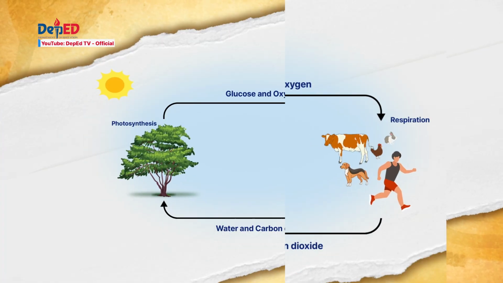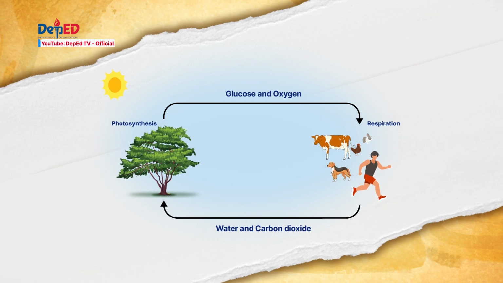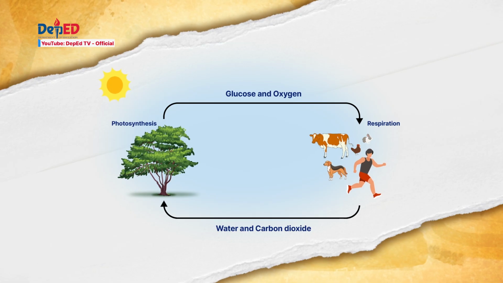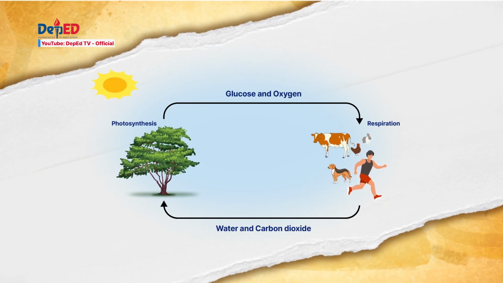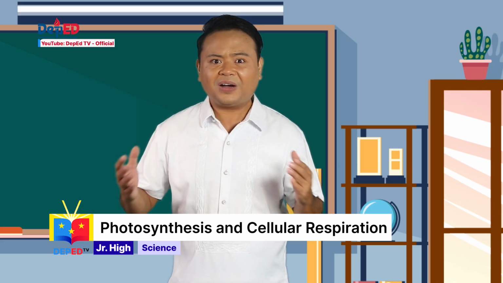This is exactly what is happening in our ecosystem. Plants absorb carbon dioxide released by animals. They also absorb water from the environment, and with the help of sunlight, they form glucose and oxygen that animals need to produce carbon dioxide and water that plants need. It is just a cycle. Wow, such a complex process. That is why all of us are interconnected. We need one another to survive.